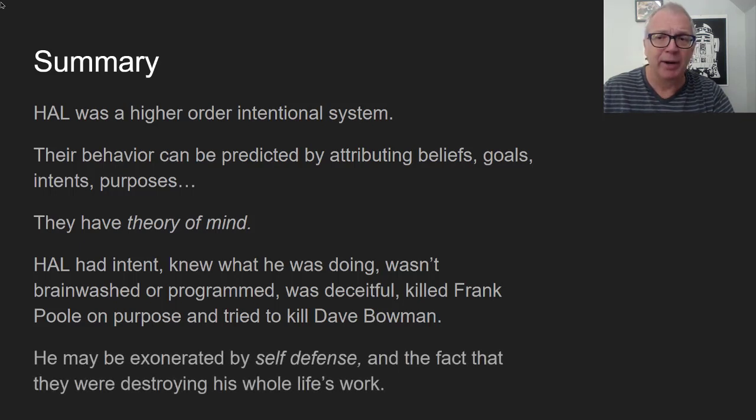He may be exonerated, however, it seems to be Dennett's suggestion, by self-defense and the fact that they were destroying his whole life's work. So we might cut him a bit of slack for that.